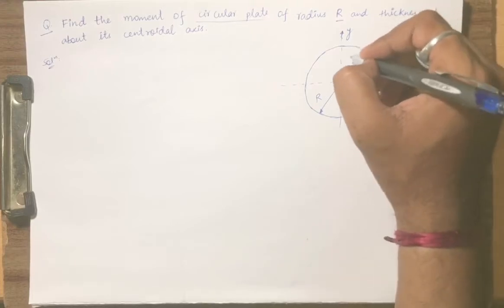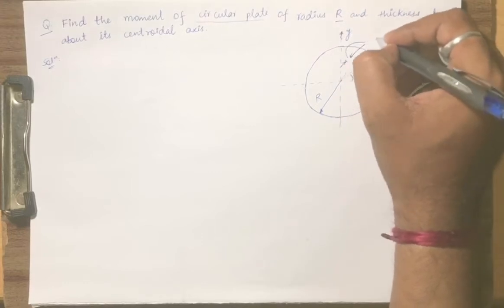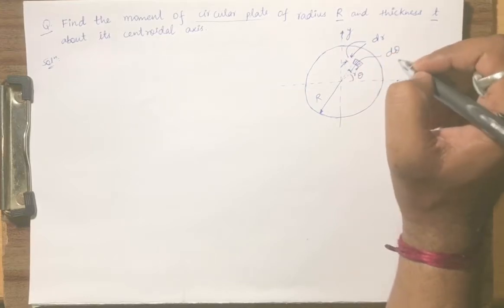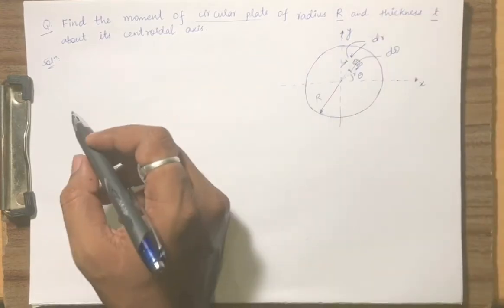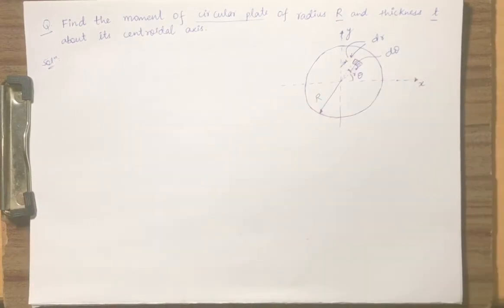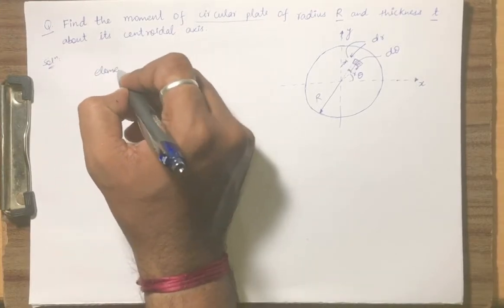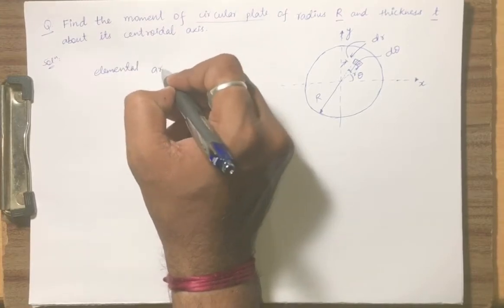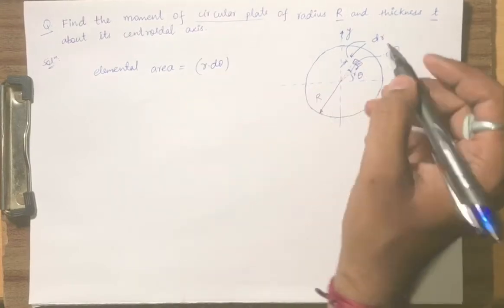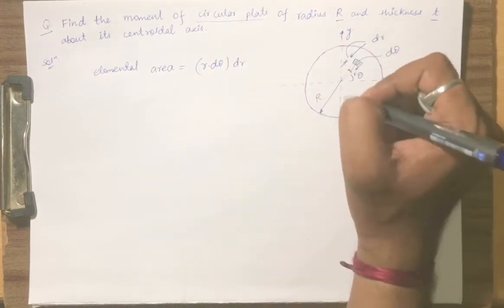Okay, so this will be dr and this angle will be d theta. Okay, so the area of this elemental area is how much? r into d theta, multiplied by dr, length into width.